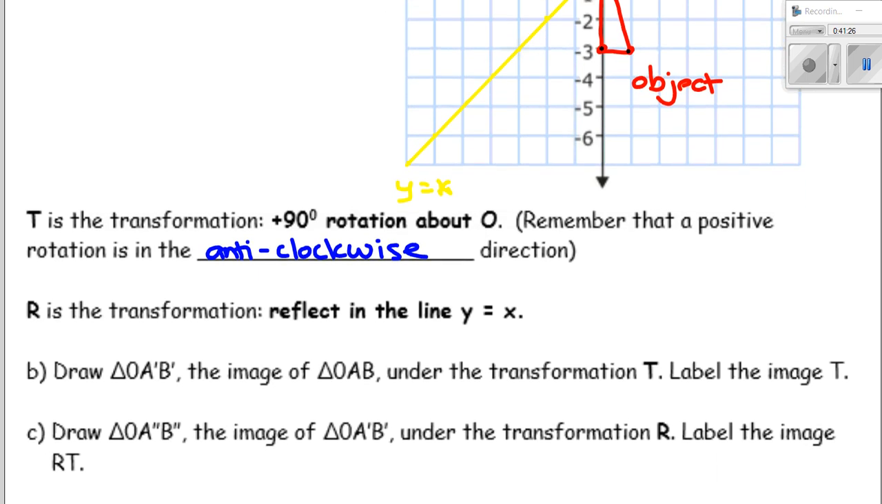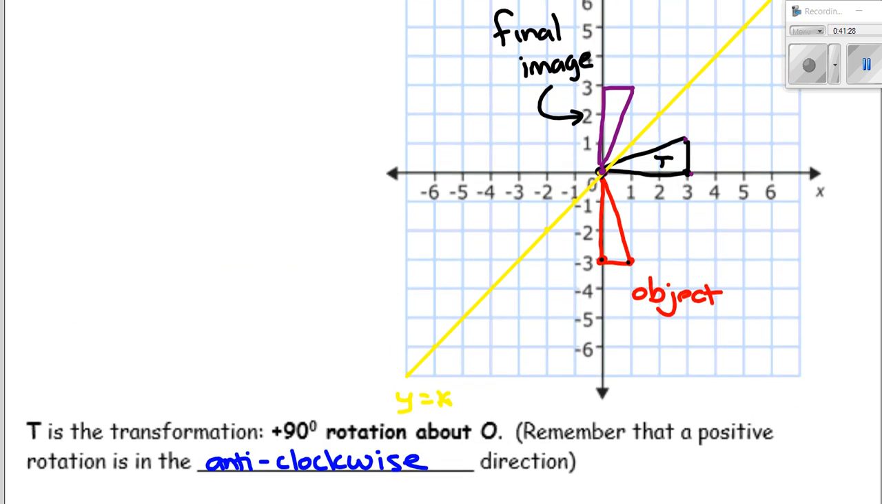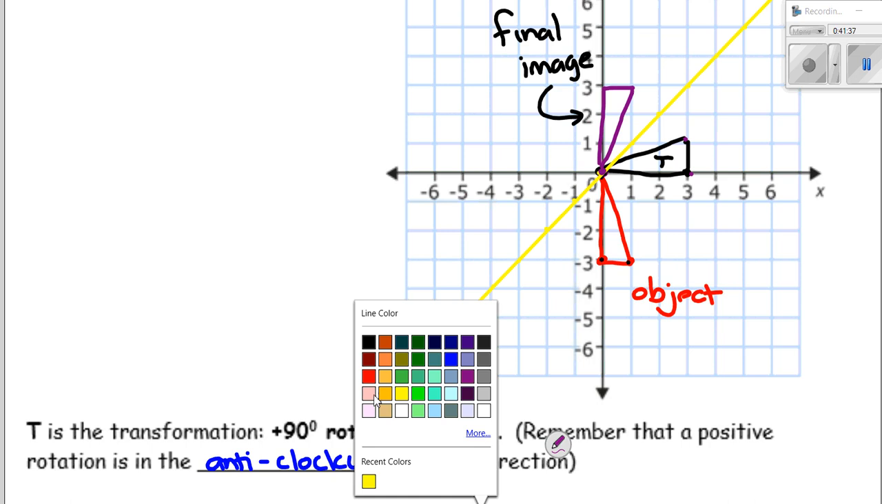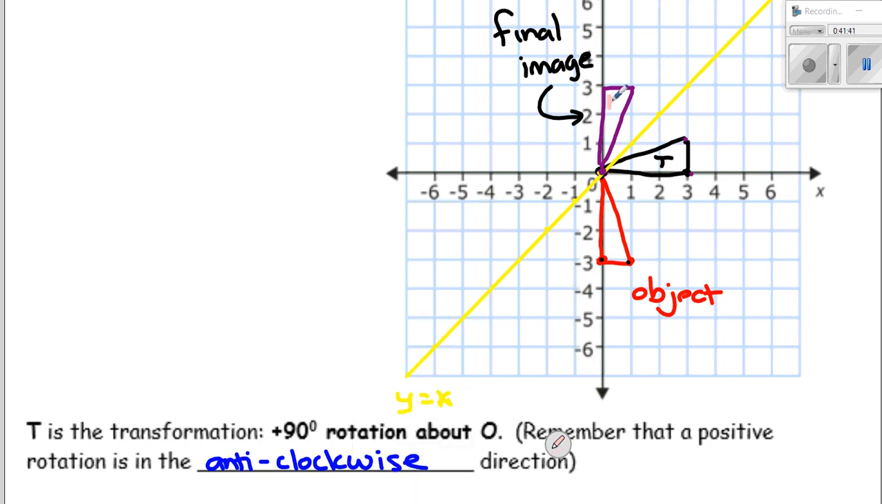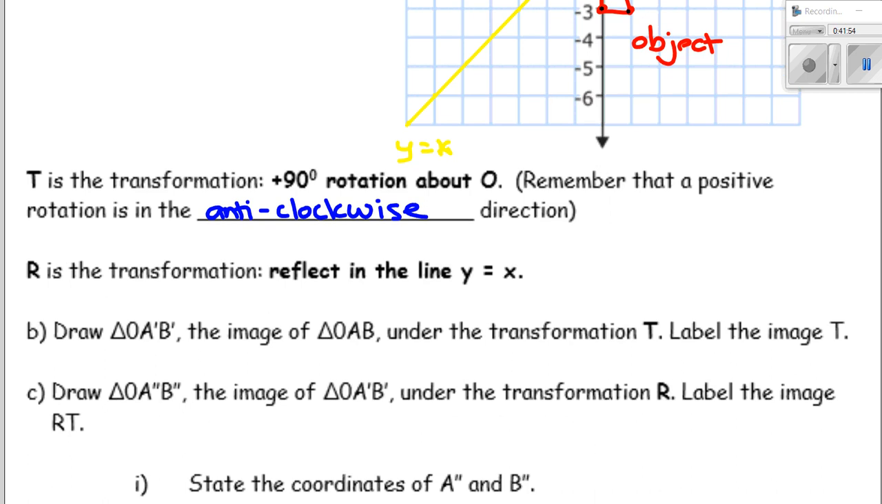Oh, I forgot to label it. Naughty me. So I'm going to label it RT, because that's what they asked us to do. It's a bit difficult to do in purple, so I'm going to do it in pink, just because it's a bit too small. RT. Good luck doing that on yours. It's very small, isn't it? RT. So make sure you've completed everything they've asked you to do.